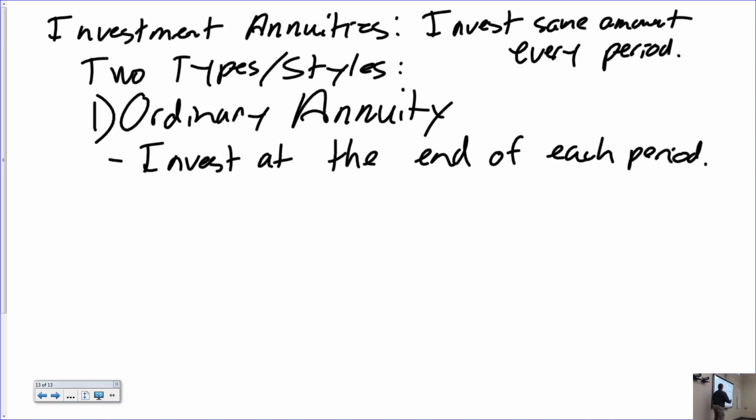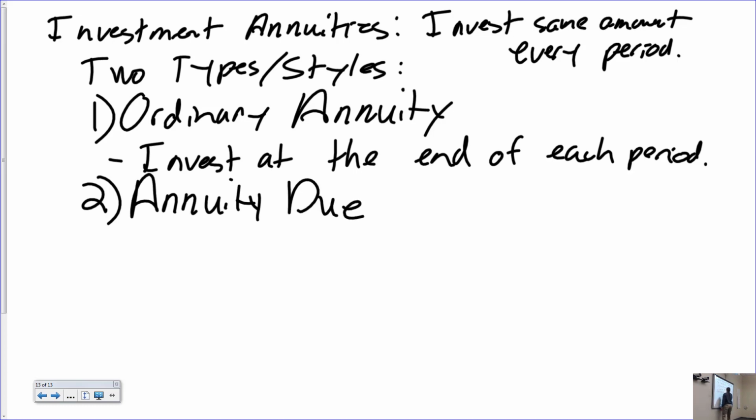Now, there's a different variety of life out there that maybe some of you know. And what they create are what are called annuities due. If in an ordinary annuity you invest at the end, guess what you do with an annuity due? Invest at the beginning. Hey, what do you know?